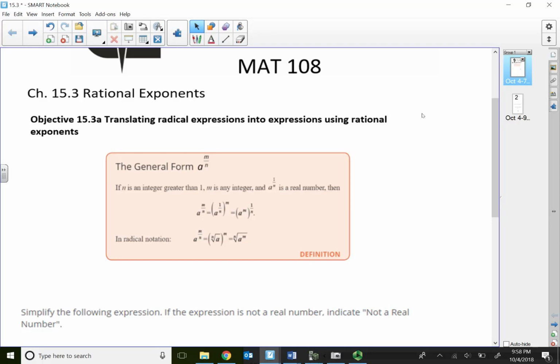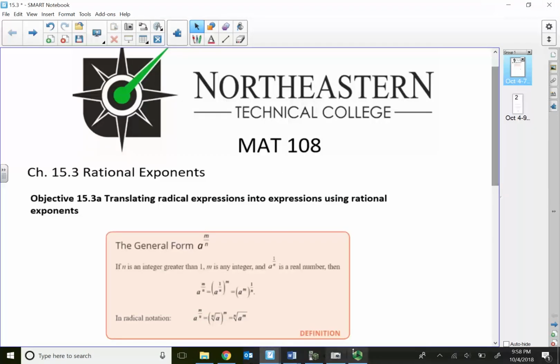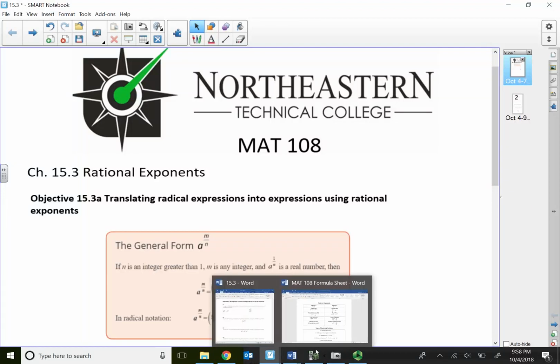Welcome to Math 108, Module 15.3, something called rational exponents. Before I explain this, I would like to go back and review some of the other exponent rules that we talked about before.